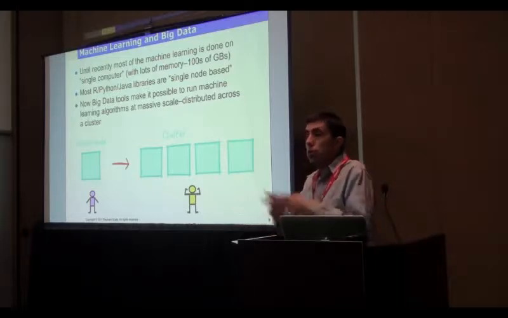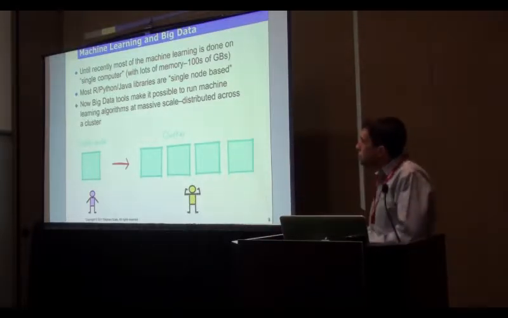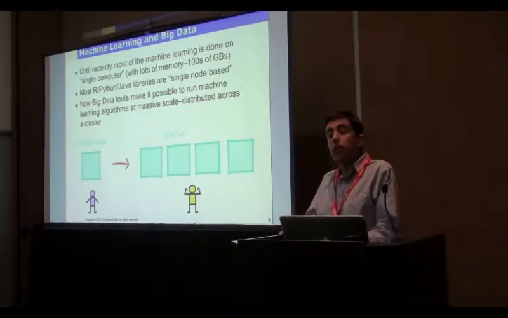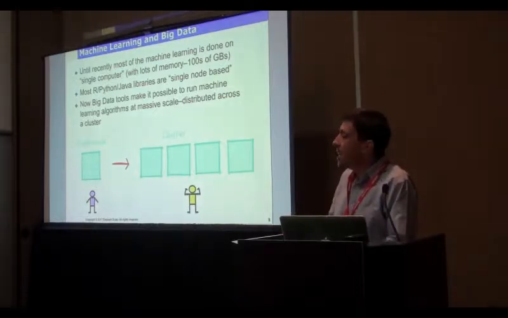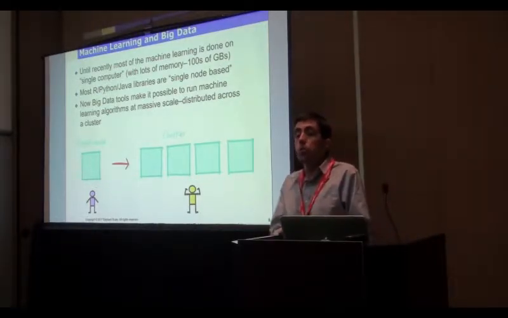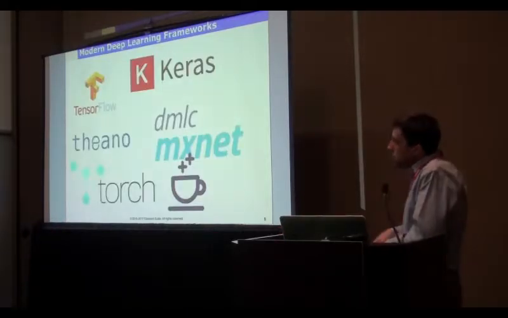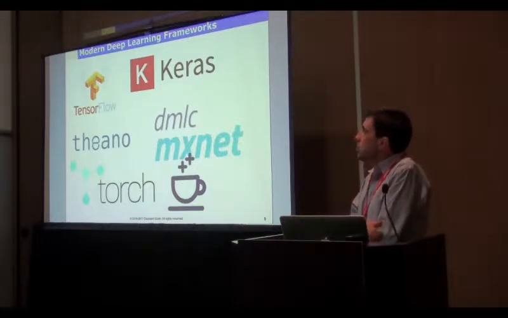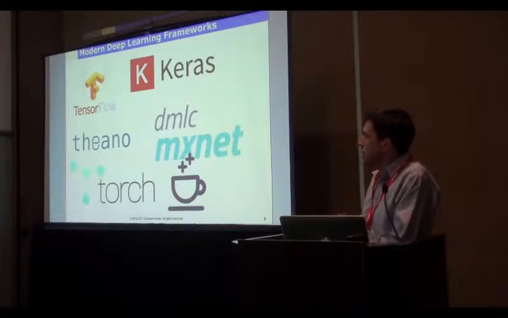So you're on your node, and not really designed to take advantage of a cluster. So now, in recent years, we have frameworks like Spark ML, H2O, and many others designed to take and distribute machine learning algorithms at scale on a cluster. Some modern deep learning frameworks that you're probably familiar with, I've mentioned some of these names already: TensorFlow, Keras, Theano, Torch, MXNet, Caffe, etc.